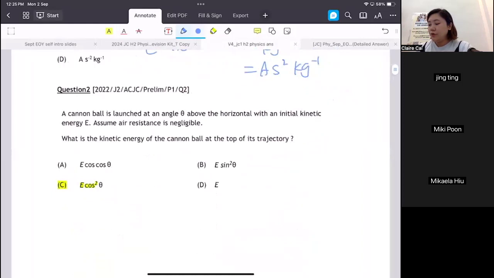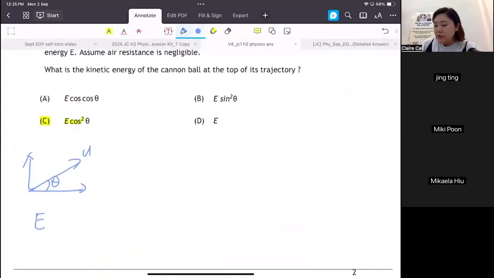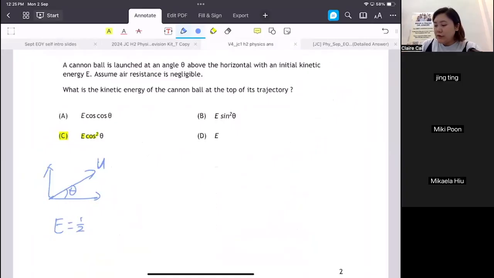Then question 2 on your kinematics. If a cannonball is launched at the angle theta above the horizontal, so this is my u and this is my theta, and its initial KE is E. So initial KE, right? Let me call this E here, this formula, half mv squared. If we let the initial velocity be u, it's half mu squared. What is the KE of the cannonball at the top?